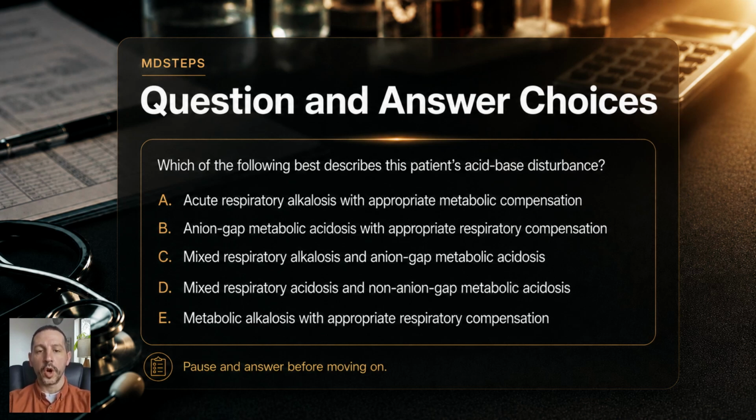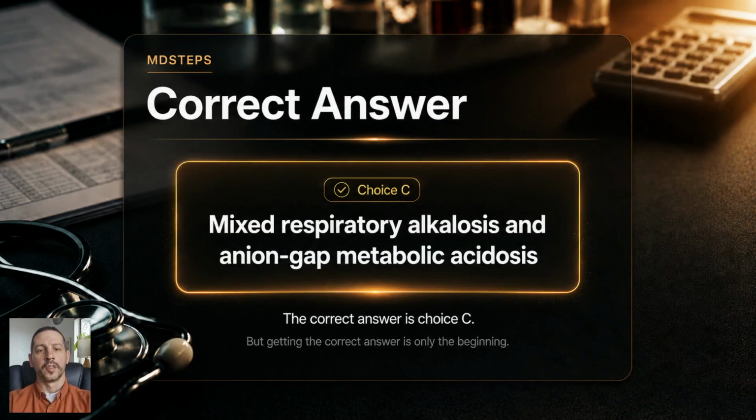Pause the video or go back through the vignette and lab data now and give yourself about 90 seconds to answer. Welcome back! The correct answer is choice C, mixed respiratory alkalosis and anion-gap metabolic acidosis. But getting the correct answer is only the beginning. The more useful questions are, how do we prove it? And if you missed it, where exactly did your reasoning break?